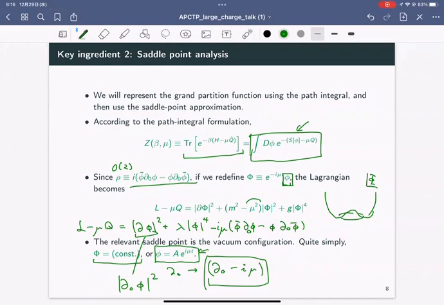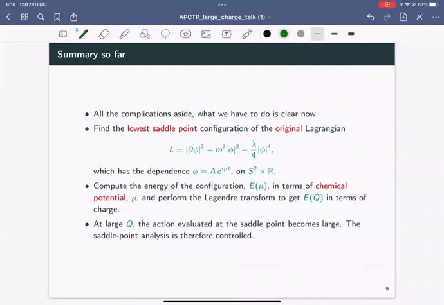So after all the complications aside, all the complications I said already, what we have to do is clear, right? We find the lowest saddle point configuration of the original Lagrangian, this Lagrangian, which has the dependence phi equal to a times exponential i mu t on S2 cross R. And we compute the energy of the configuration in terms of the chemical potential, and then you perform the Legendre transform to get the energy as a function of the charge. This is nothing but the dimension of the operator. And although we use the saddle point approximation at large Q, the action evaluated at the saddle point becomes large. So the saddle point analysis is therefore controlled.